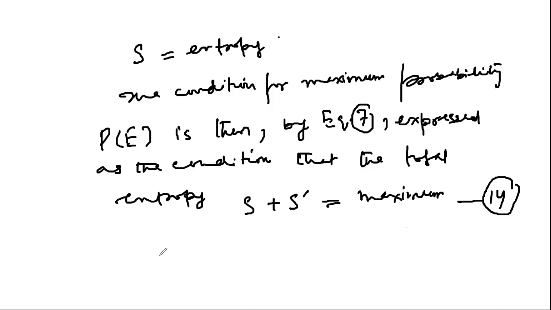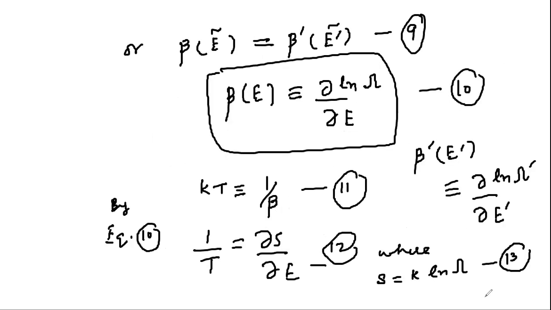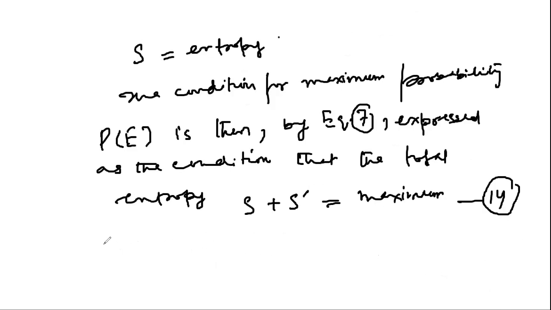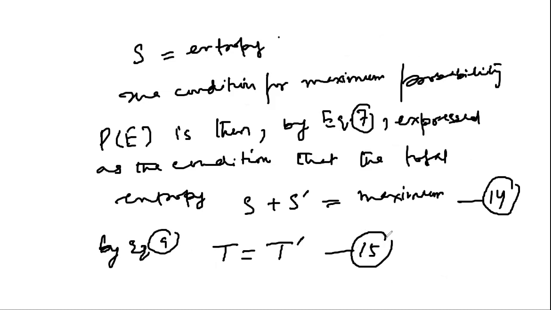And that condition occurs by equation 9, when T is equal to T prime, where T is the temperature of system A and T prime is the temperature of system A prime.